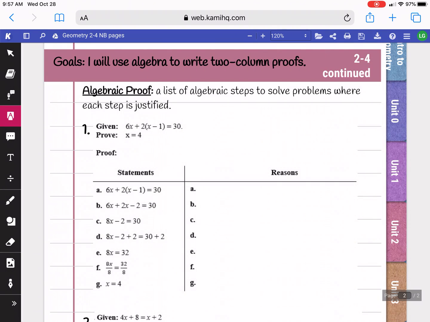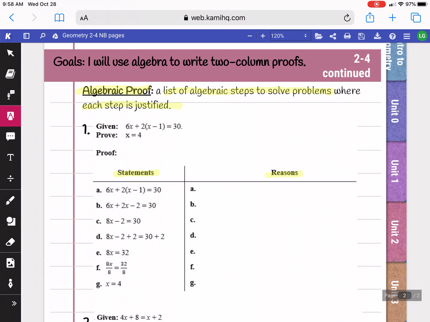Continuing with topic 2.4, now we're actually going to be using algebra to write two-column proofs. An algebraic proof is when you're solving your algebraic equation, but you're also listing the properties of equality that are used in each step. So when you're doing your algebraic proofs, you're listing your steps to solve problems, and then you're justifying each step as well. So when you have your two-column proof, you're going to have your statements, which is your steps to solve the equation, and your reasons are going to be where you put your algebraic properties or the properties of equality that we talked about in the previous video.